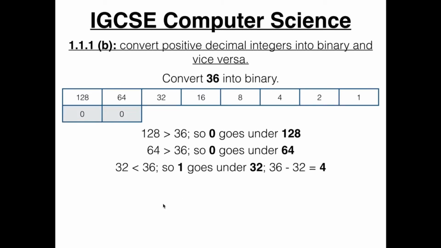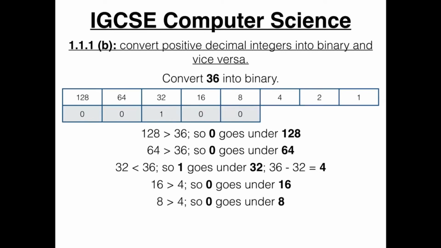32 is less than 36, so 1 would go under 32. And 36 minus 32 gives us 4, so now our number is 4. So technically, 36 has been used up by the 32, and then we have a remainder of 4. So we use the 4 to check the next set. 16 is higher than 4, so 0 would go under 16. Same with 8, 0 would go under 8.